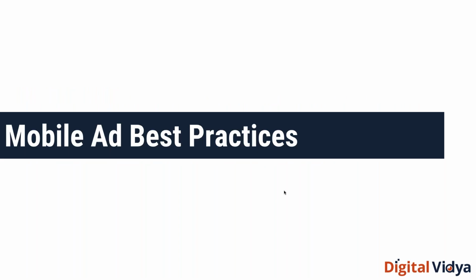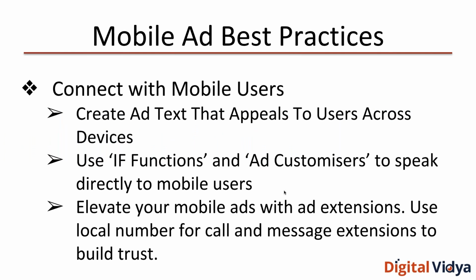Okay, so with that, let's have a look at the best practices when you look at mobile ads. Some of it we have already covered, just like a summary of it. First and foremost, connect with mobile users. How do you do that? For that, you need to create ad text which appeals to users across devices. There are certain advanced functionalities like IF functions and ad customizers which you can use to speak directly to mobile users. I can share the help center articles for the IF functions and ad customizers during the break time. Have a look at it.